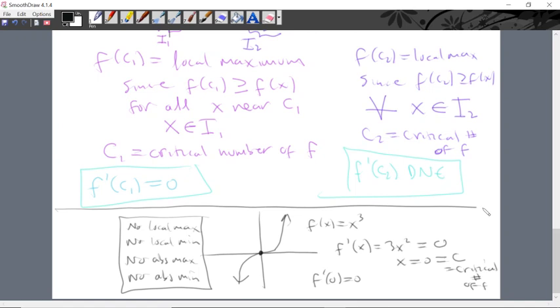So a couple points here. It's possible to have a function that has no maxima or minima of any type. That's possible. And it's even possible for the function to have a critical number, but that critical number doesn't guarantee that you're going to have a maximum or a minimum.